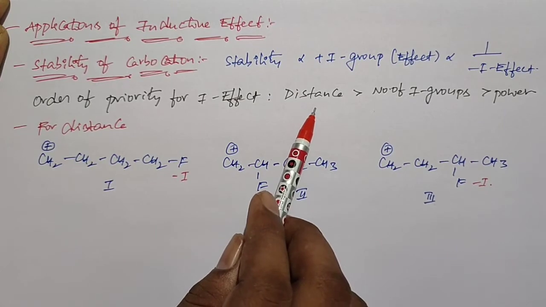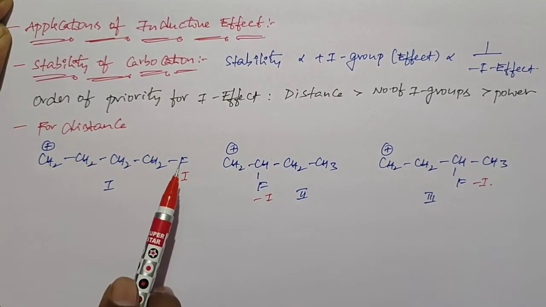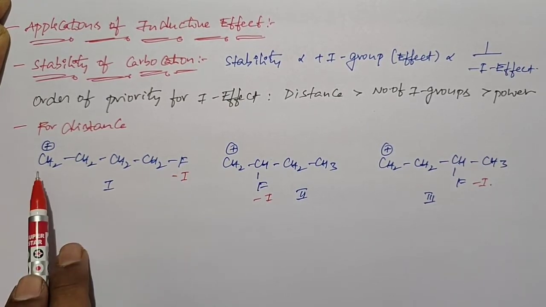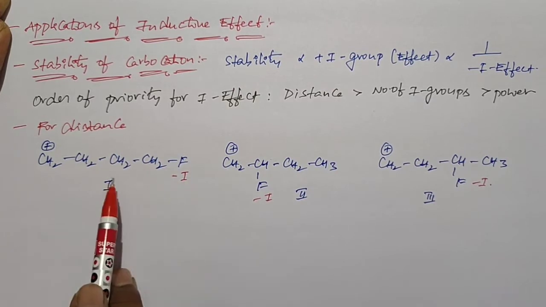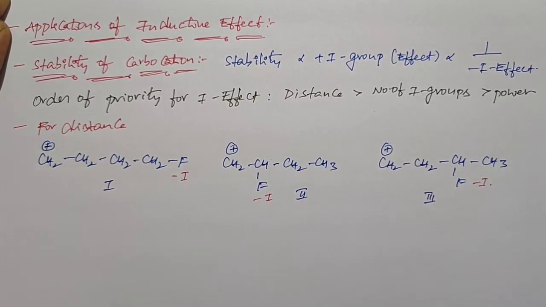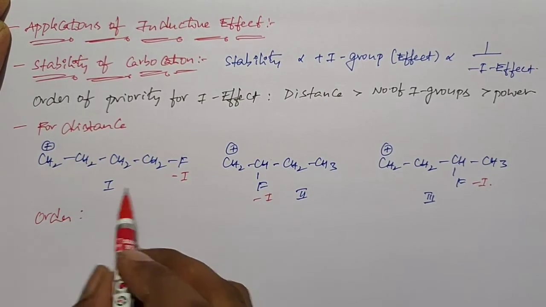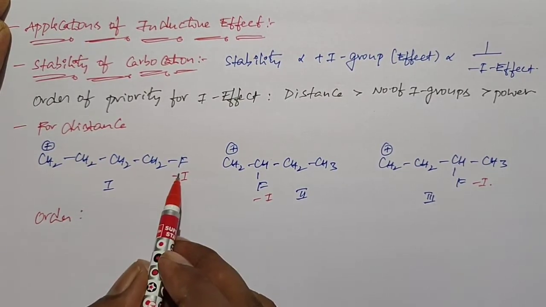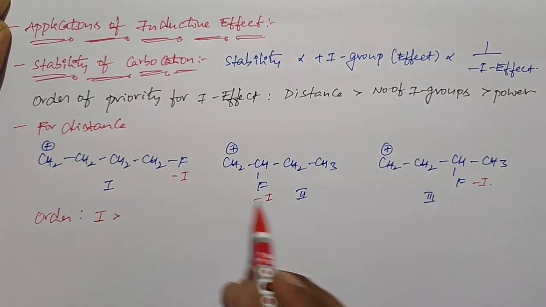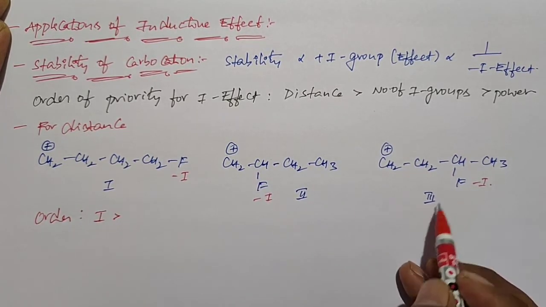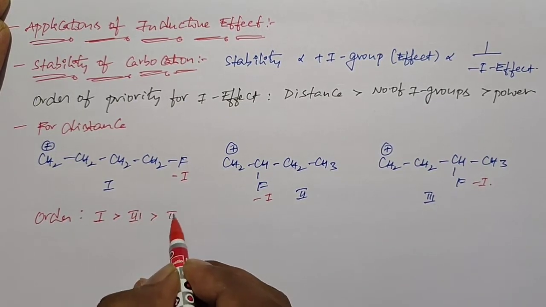So if the distance is higher, it is more stable. Why? Because due to the presence of the minus I group, if the distance between the minus I group and the positive charge is increased, stability is increased. Observe that in the first, second and third compounds, in the first compound we have the maximum distance between the minus I group and the positive charge, so it is more stable. After that, the next maximum distance can be observed in the third structure, and at last in the second structure.